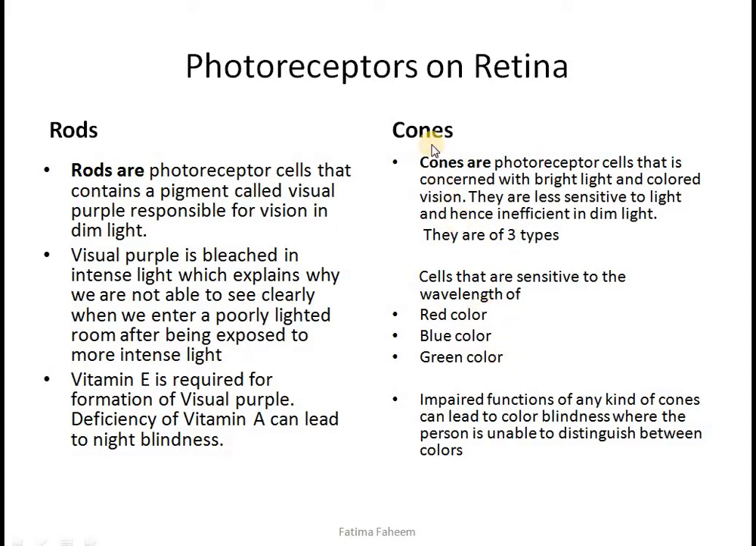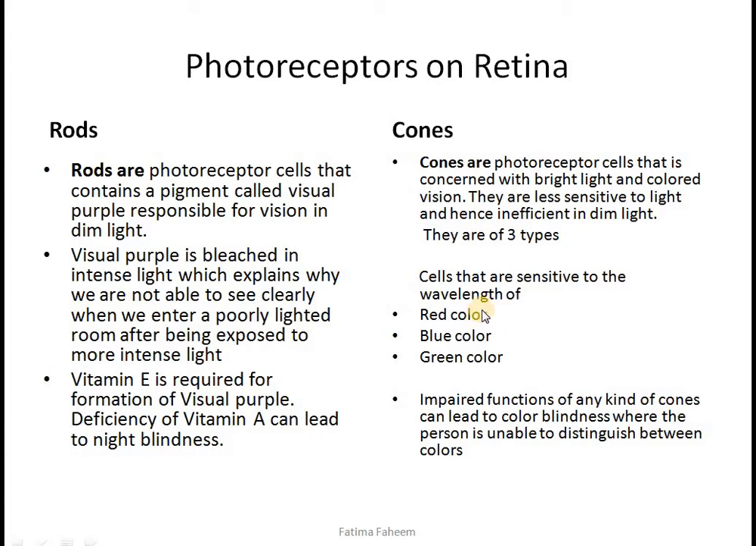Mind you that these cells are not of these colors. You can't say that the photoreceptor is of red color, blue color or green color. These are normal animal cells, but have the ability to get stimulated or be sensitive towards the wavelength of these three basic colors, by which you can see different colors. By the amalgamation of these three colors you can see different other colors.